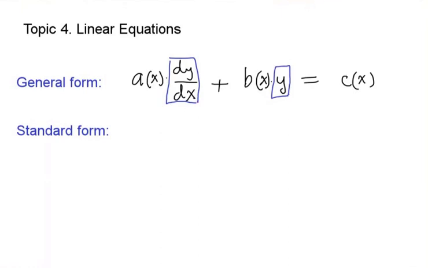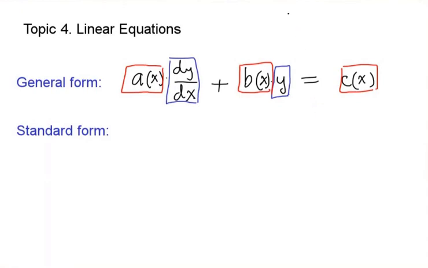a(x) and b(x) are the coefficients, and then on the side we have c(x) by itself. There's no y at all. That's the general format of a first-order linear equation.